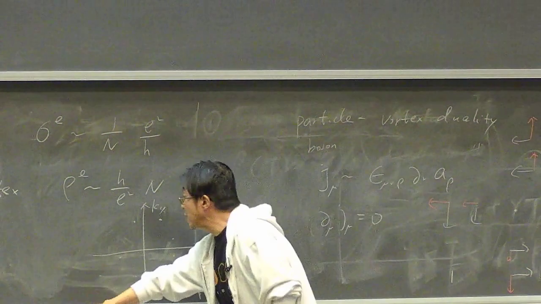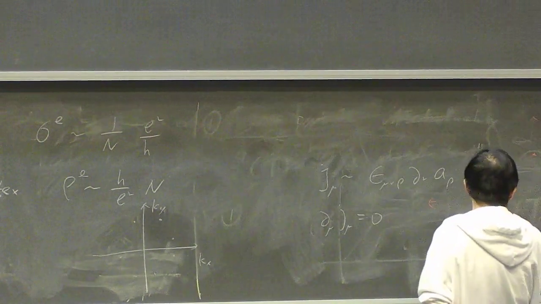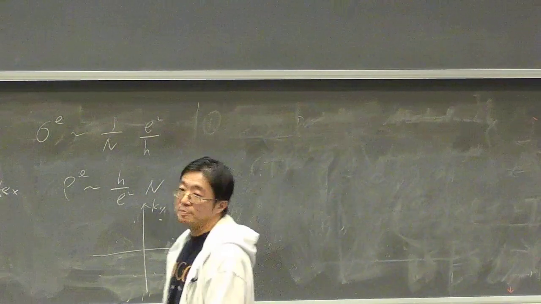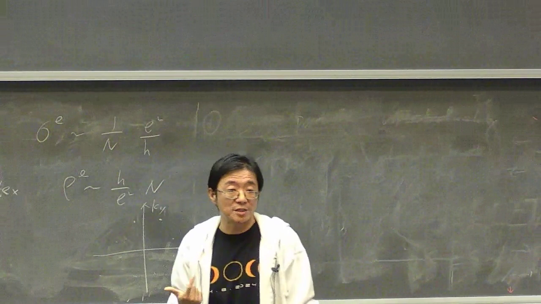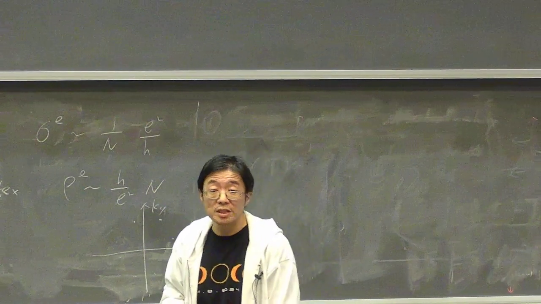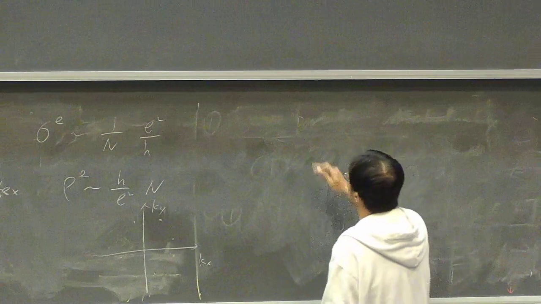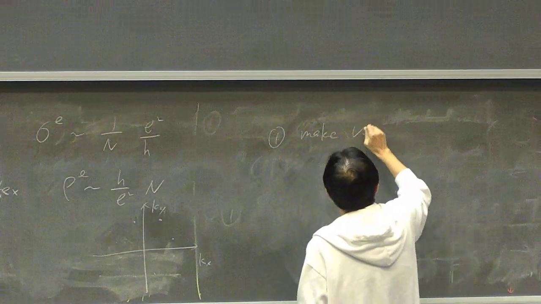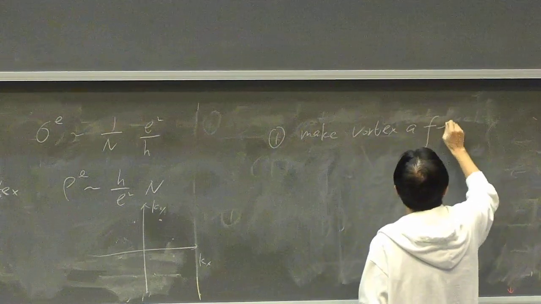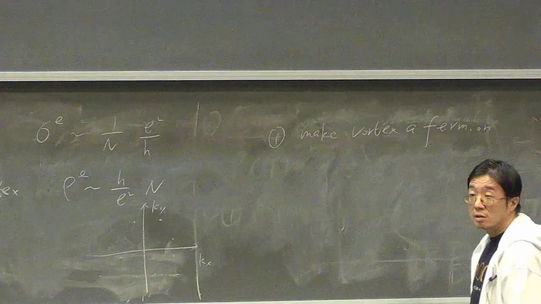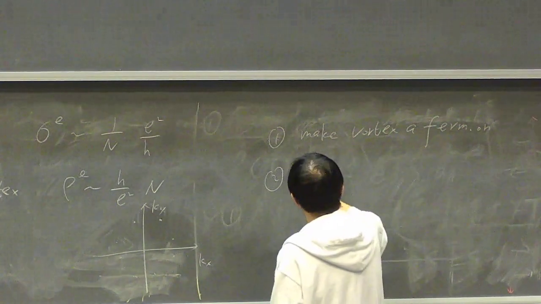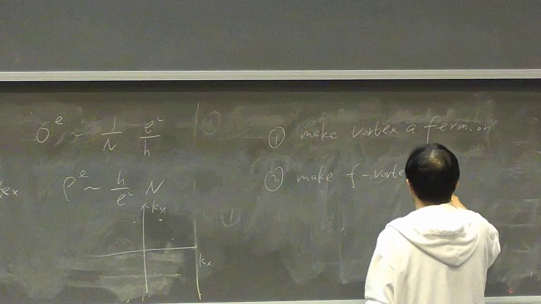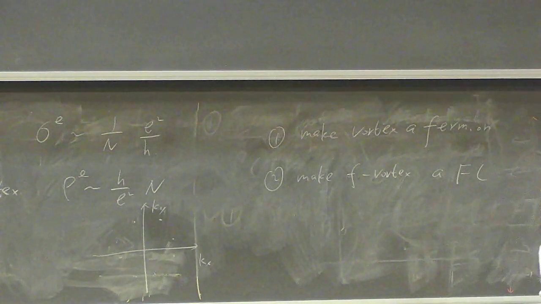Then you can think, why stop here? We can construct an even worse metal by making the vortex an even better metal. So how do we make the vortex an even better metal? We need two steps. Step 1, make the vortex a fermion. And step 2, make the fermionic vortex a Fermi liquid.